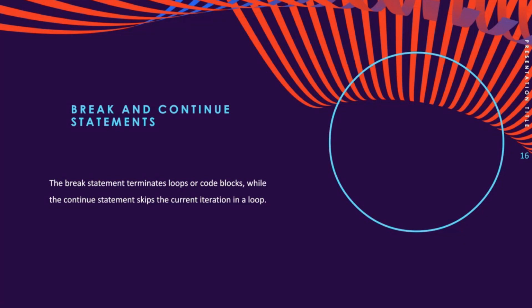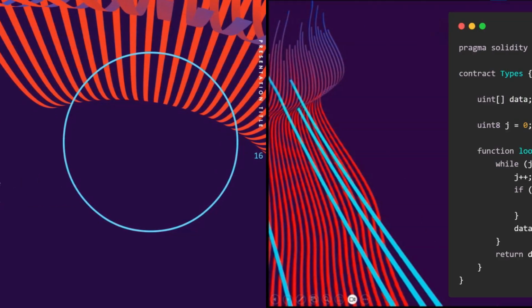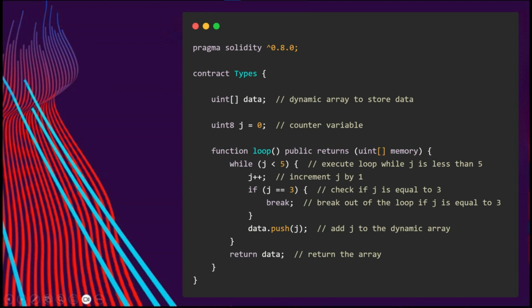Next thing that we're going to talk about are break and continue statements. The break statement is employed to terminate loops or switch statements or a particular code block in which it is included. And once a break statement is executed, the control is passed to the statement immediately following the break. In the case of nested loops, the break statement will only terminate the loop in which it is present. Okay, we have a break statement here.